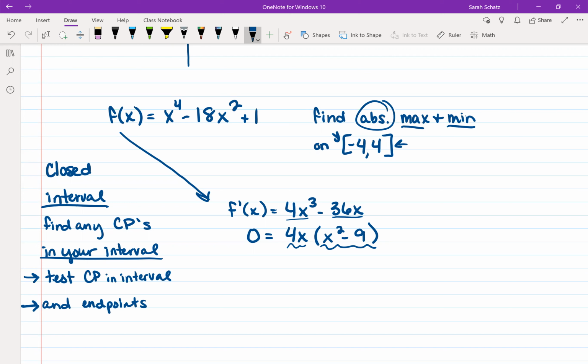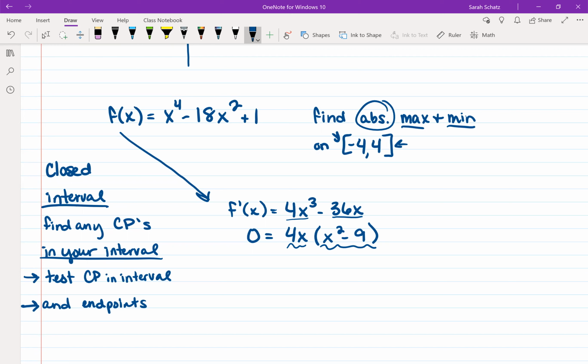And that reverse FOIL. Just remember, and especially in your homework from this stuff, there are a lot of different ways to factor. And sometimes they're easier like this. So you guys remember, you set each factor that actually has an x in it equal to 0. So here I've got 4x equals 0. And also x squared minus 9 equals 0. You can divide both sides by 4 here if you want.